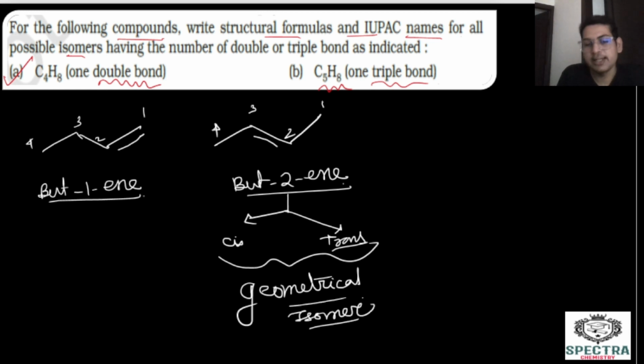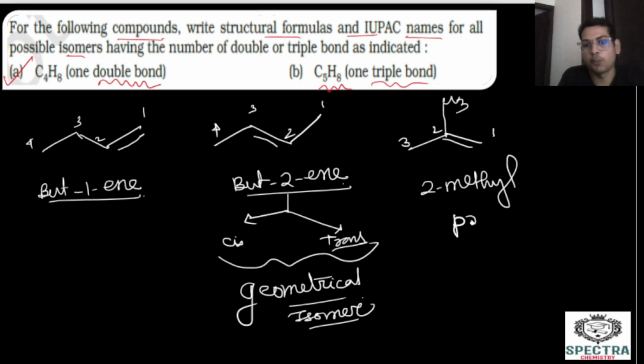Now, sir, is there any other possibility? Yes, there is a possibility. You take 3 carbon in the straight chain and 1 carbon as a substituent, and you put a double bond here. Sir, then what will be the name of this? 1, 2, 3. 3 carbon in the straight chain and 1 carbon as a substituent. Or if you are having any problem, you take this carbon as 3, and this is your substituent. Sir, what is the substituent? Methyl is the substituent. So 2-methylprop-1-ene.